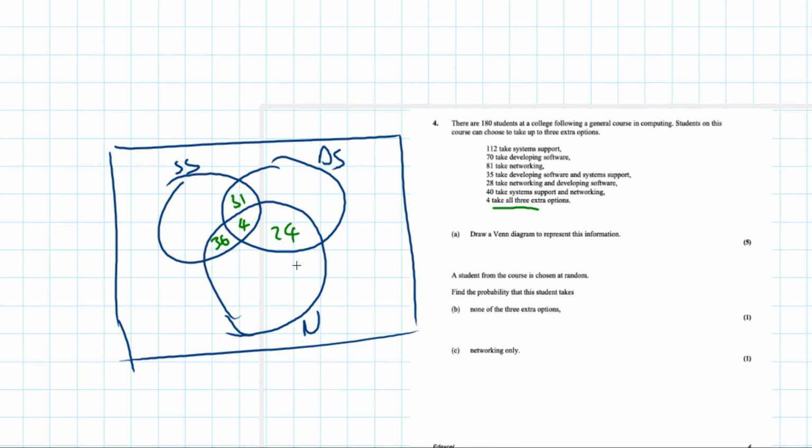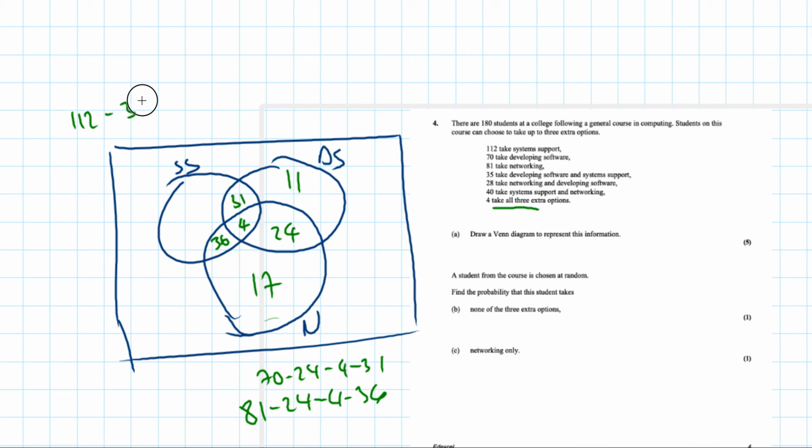81 take networking. So to find this one, we do 81 minus 24 minus 4 minus 36, which is 17. We also have 70 take developing software. So it's going to be 70 minus 24 minus 4 minus 31, which is 11. And finally 112 take system support. So 112 minus 31 minus 4 minus 36.